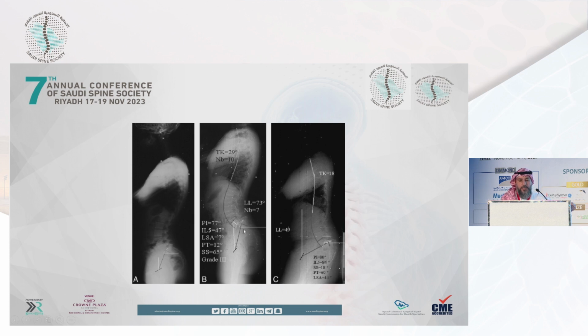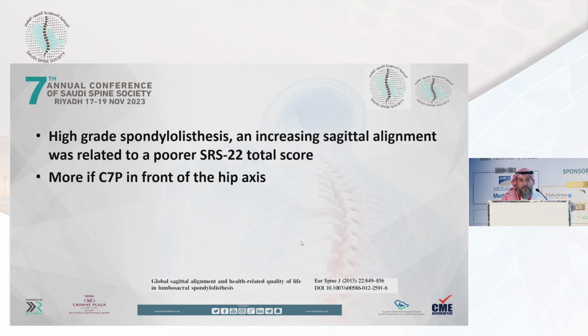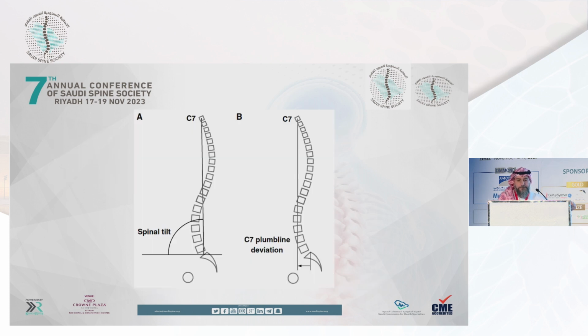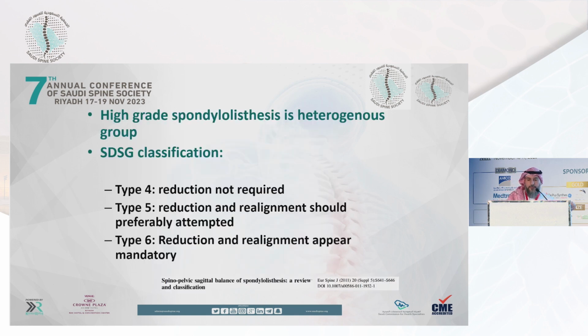These are two high-grade spondylolisthesis cases, one with normal alignment, one with positive sagittal alignment. Increased sagittal alignment is reported with a poor SRS-22 total score, hence more disability. If the C7 plumb line is in front of the hip axis, those patients are associated with disability and more energy expenditure to give themselves an upright position, as in this example of the C7 plumb line.